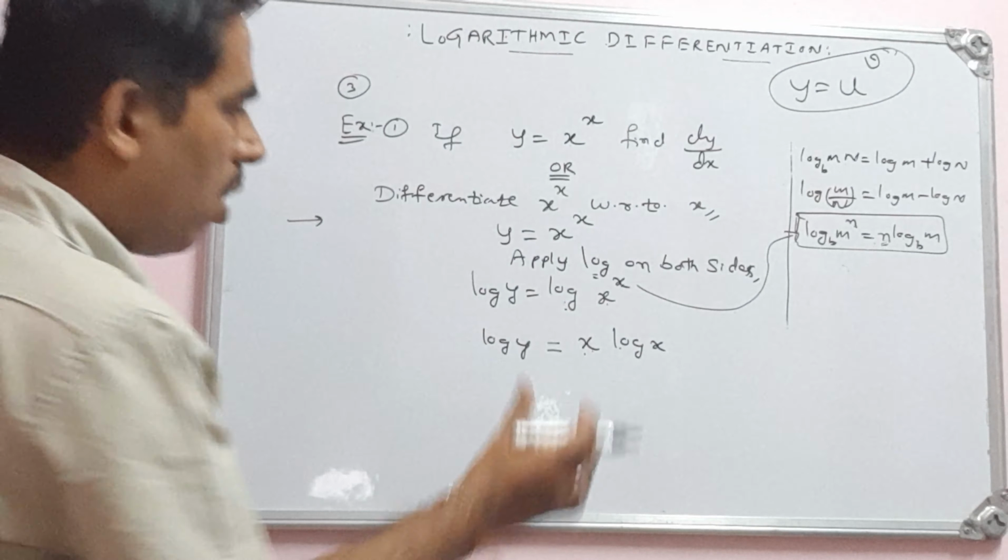Now we can differentiate here. Differentiate both sides with respect to x. I am going to differentiate the left hand side and the right hand side. What is the derivative of log y? This is very important, so observe. We have to write that. On the right hand side I have two functions, x and log x, so I can use the product rule. For the left hand side, I have to write the derivative of log y. We know the derivative of log x is 1 by x. This is a standard formula.